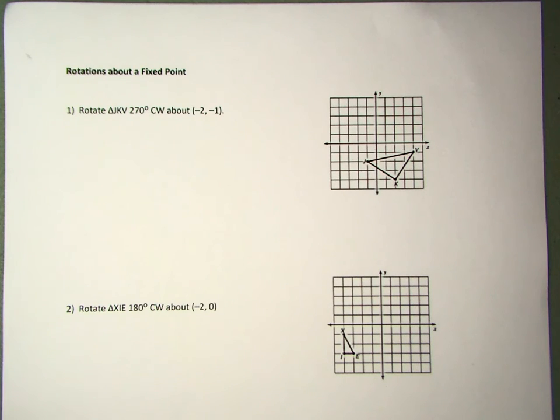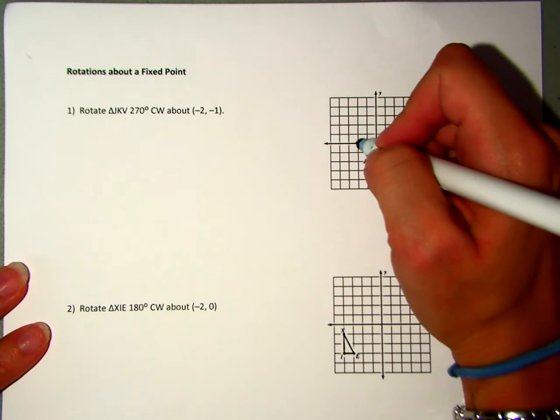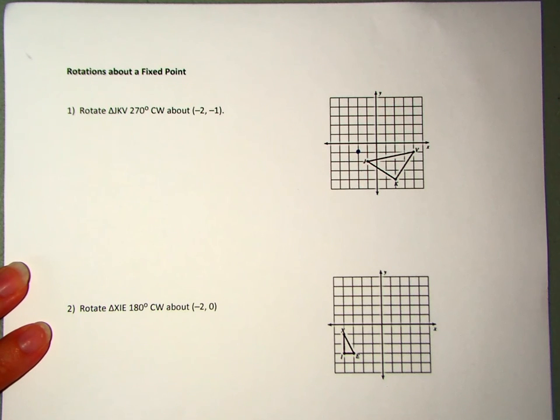This lesson is on rotations about a fixed point. The idea behind this is that you're rotating around a point other than the origin. So what you want to first do is plot the point that they give to you. In this case, it's (-2, -1). And that's the point that we're going to rotate around.